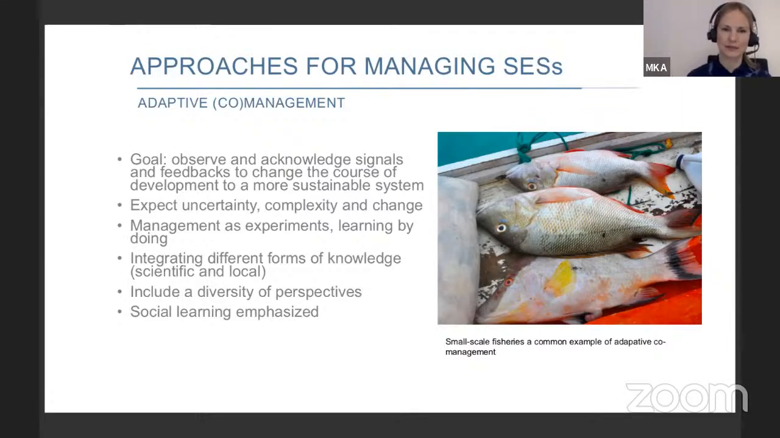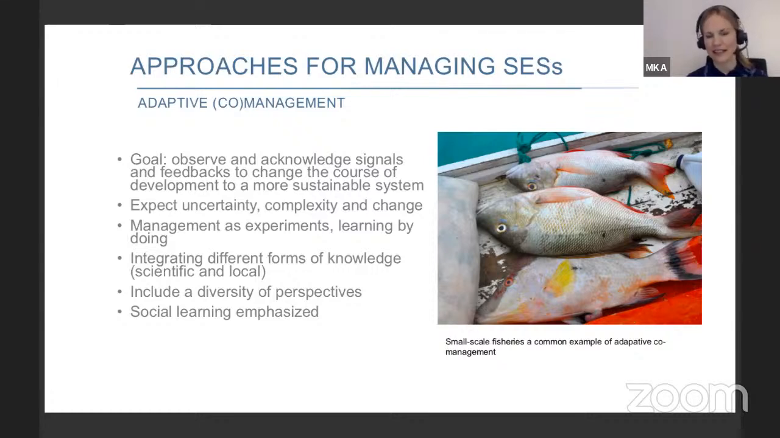Adaptive management is one approach that has emerged, co-developed with resilience, and that is to adapt and change the course of development to a more sustainable or more desirable state, maybe. So in this approach, in contrast to more command and control management, uncertainty, complexity, and change are taken as a given, and management is seen to be taking place as experience and constant learning instead of having very rigid regimes.